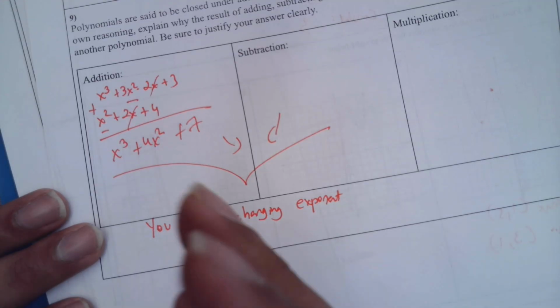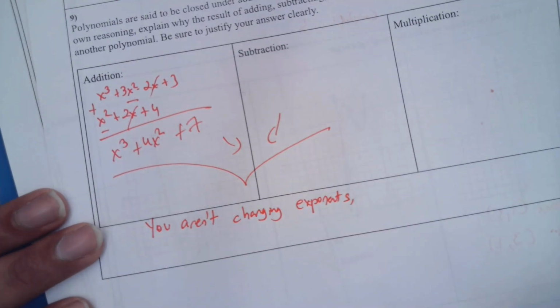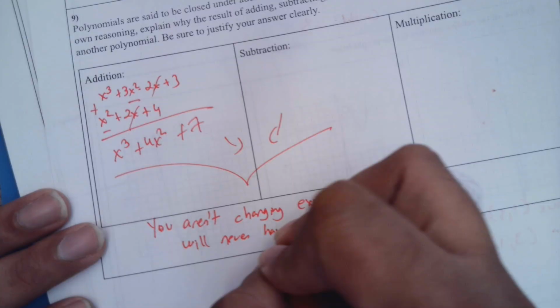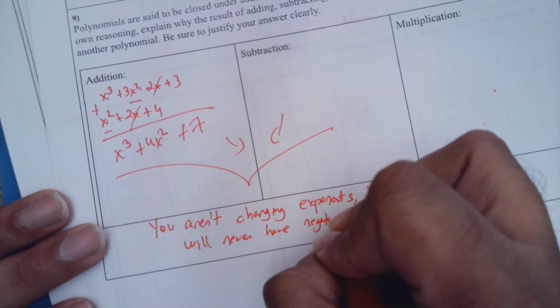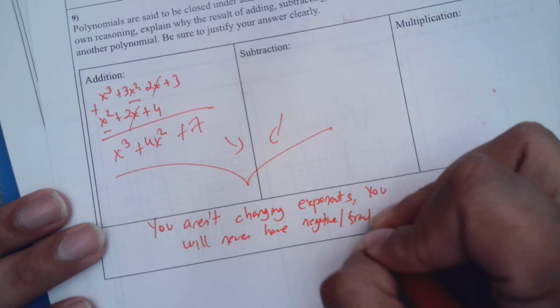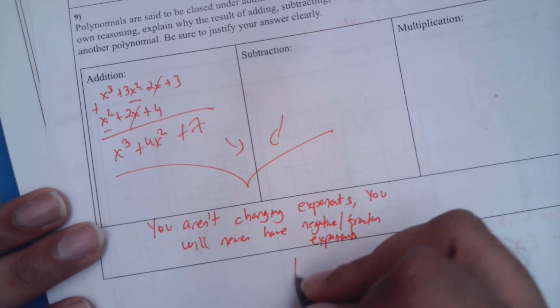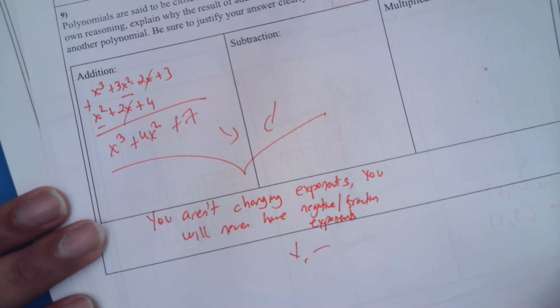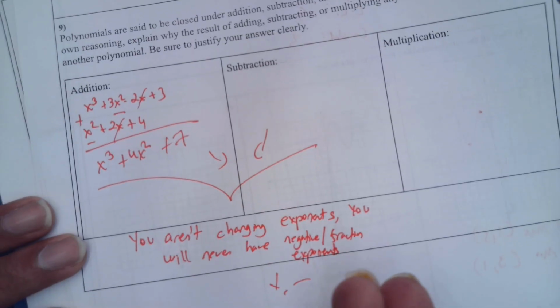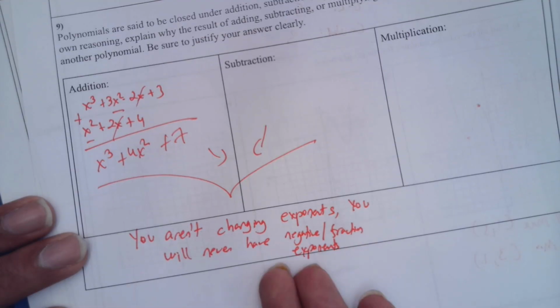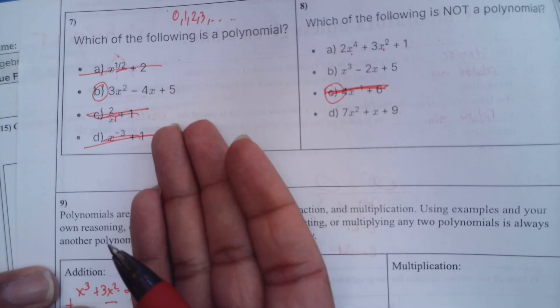So if you aren't changing exponents, you will never have negative slash fraction kind of exponents. And that's only if you're adding or subtracting, right? Because you're not changing that. So that's a reasonable justification that since you aren't changing exponents, you will never have negative slash fraction exponents, which makes sense. Because that's what we said disqualifies a polynomial: if you have negative or fraction exponents, right?